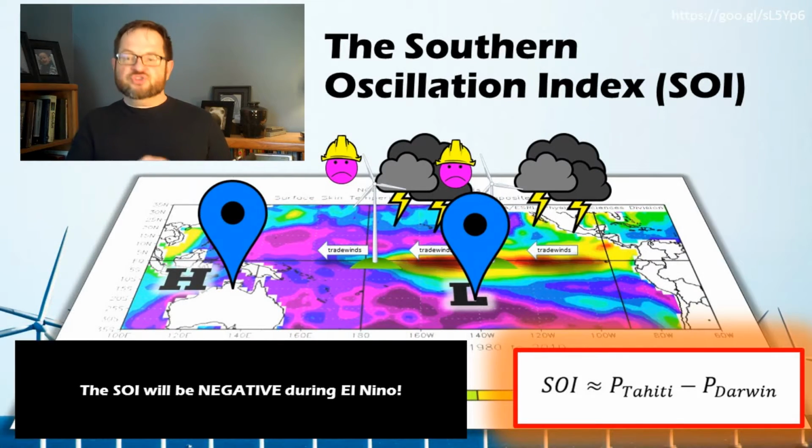So, for example, during an El Nino year, where pressure is quite low near Tahiti out there in the Central Pacific, and pressure is quite high over there in Indonesia and Australia, Tahiti minus Darwin will be a small number minus a big number. The Southern Oscillation Index will be negative. So we'll know we're in an El Nino event if the Southern Oscillation Index is negative.